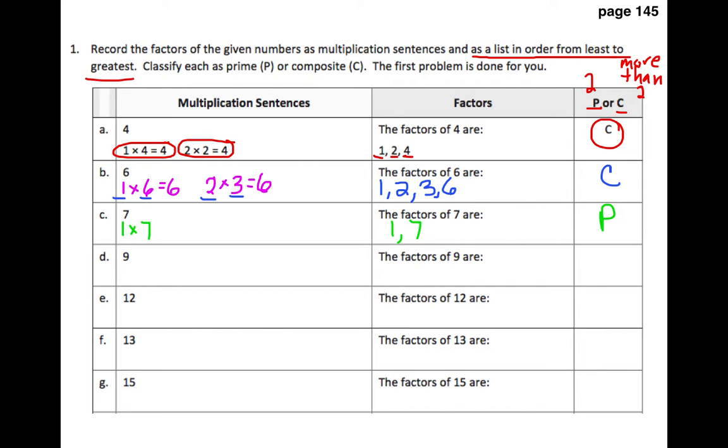Letter D. What can we multiply to make the number 9? 1 times 9. 3 times 3. And nothing else. So if we list the factors now from least to greatest, look at the numbers we multiplied. We have 1 is the least, 3. Now we use the number 3 twice here, but in our list, we only list it once. So 1, 3, and 9. There are more than 2 factors, so 9 is a composite number.